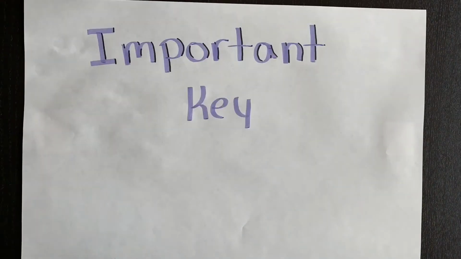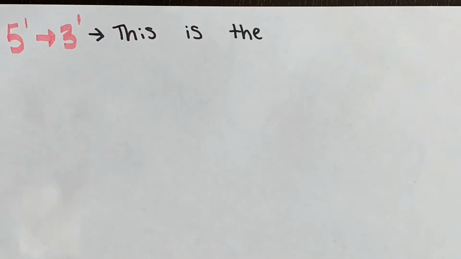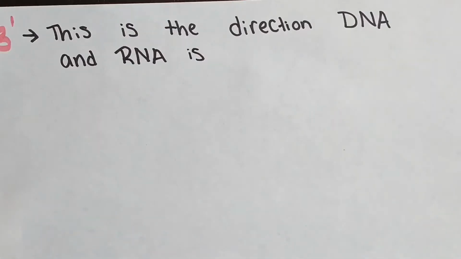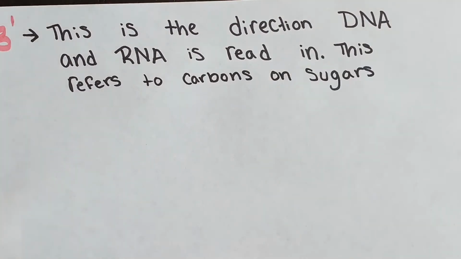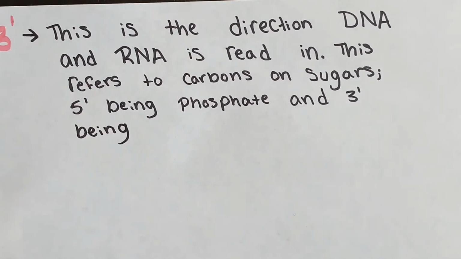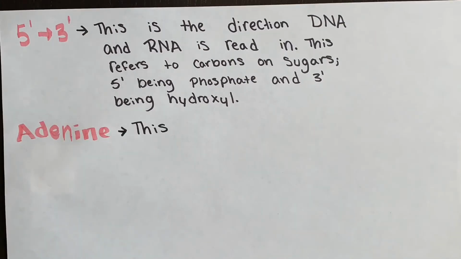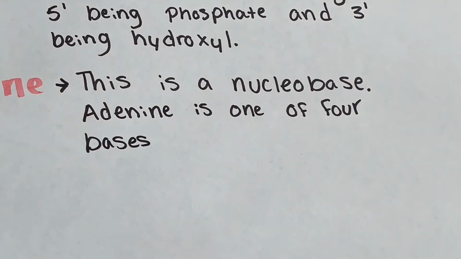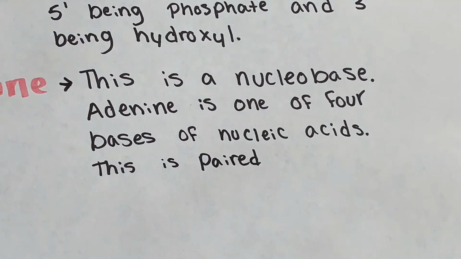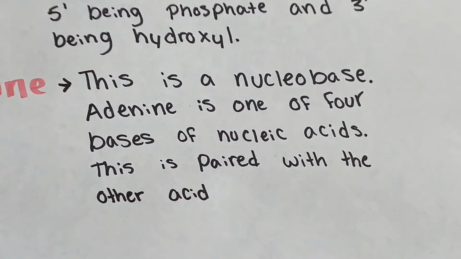Important key terms. 5' to 3'. This is the direction DNA and RNA is read in. This refers to carbons on sugars, 5' being phosphate and 3' being hydroxyl. Adenine. This is a nucleobase. Adenine is one of 4 bases of nucleic acids. This is paired with the other base called thymine.